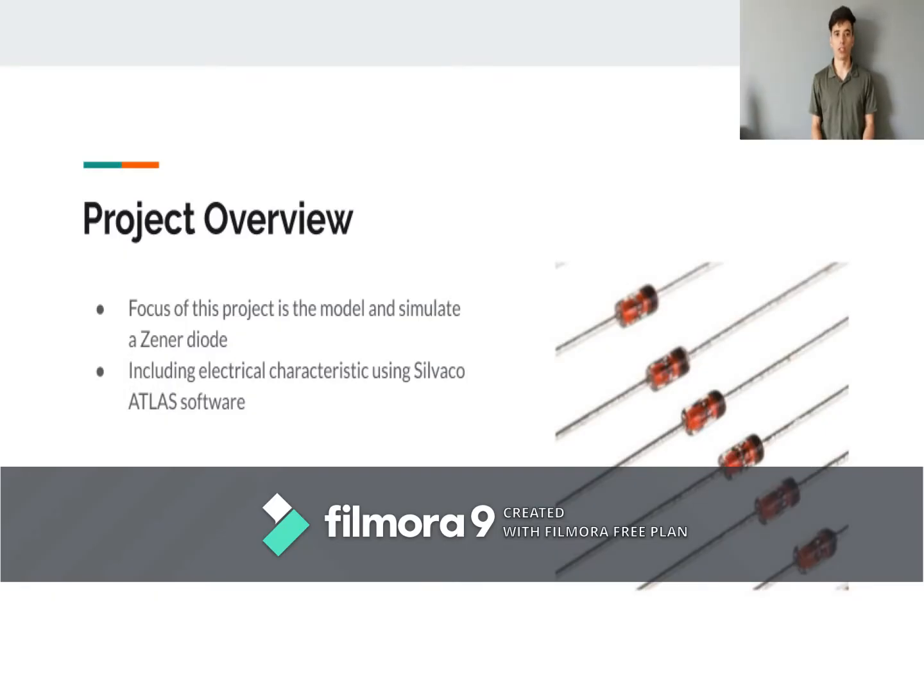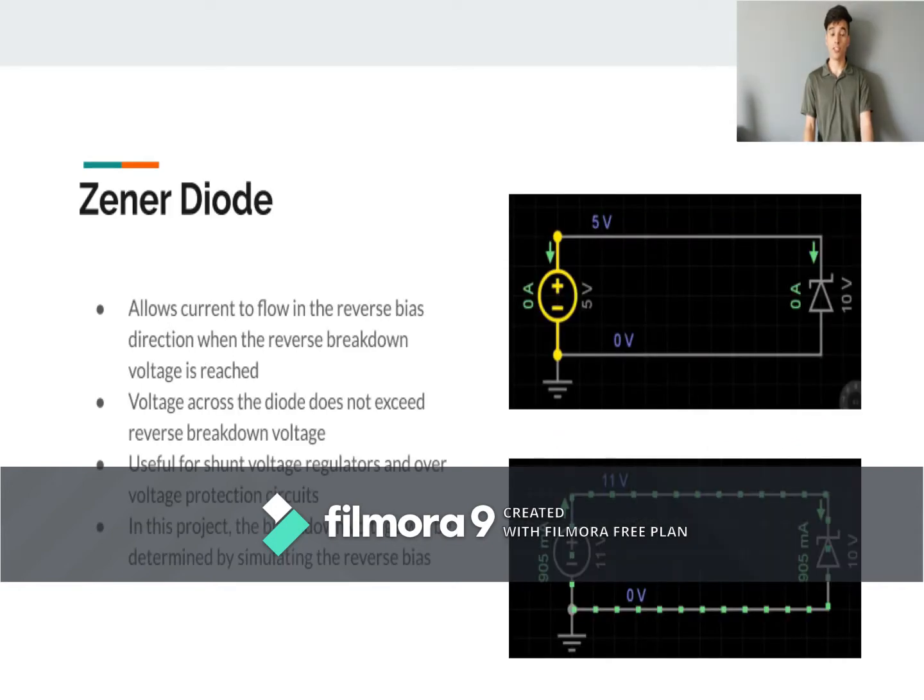The focus of this project is to precisely model and simulate the Zener diode, including the effects and electrical characteristics, using Silvaco ATLAS software. In a regular diode, current can only flow from anode to cathode. In a Zener diode, current can flow in the reverse bias direction when the reverse breakdown voltage is reached.